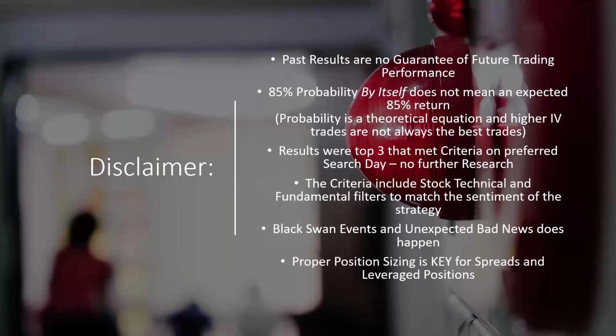That's why I said here that higher IV trades that are showing a higher return with the same 85, 88% probability might not be the best trade, because there's something coming up that might not be related to earnings that could cause the stock to fluctuate and take away from that. Sometimes boring is better. Black swan events and unexpected bad news does happen, as in 2018. Proper position sizing is key for spreads and leverage positions.